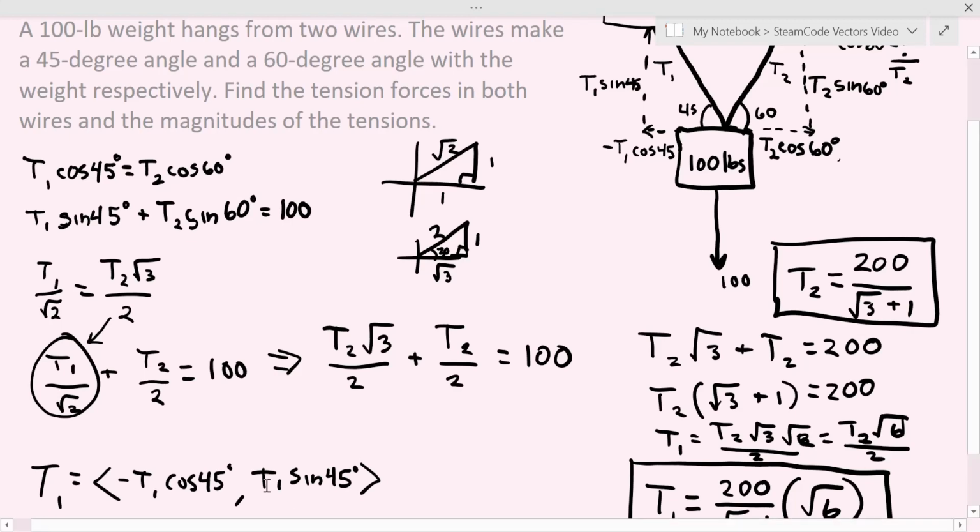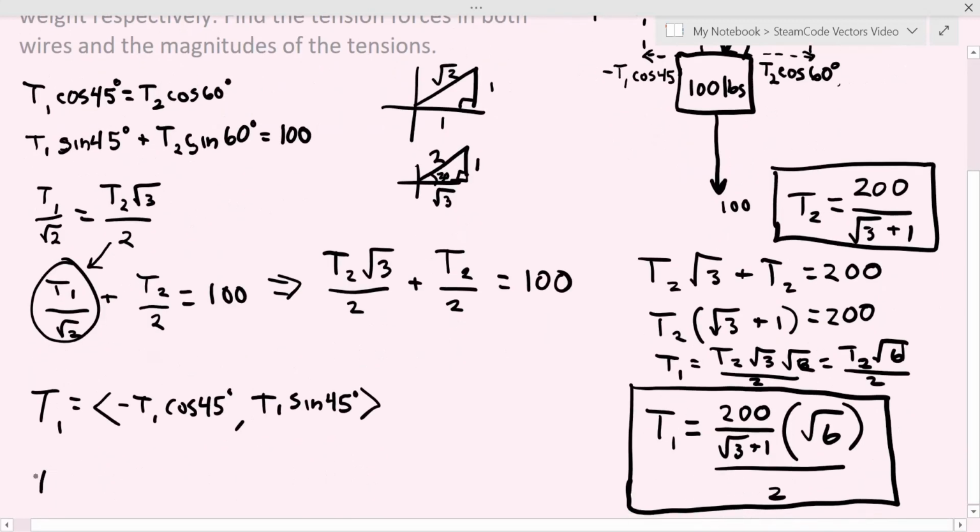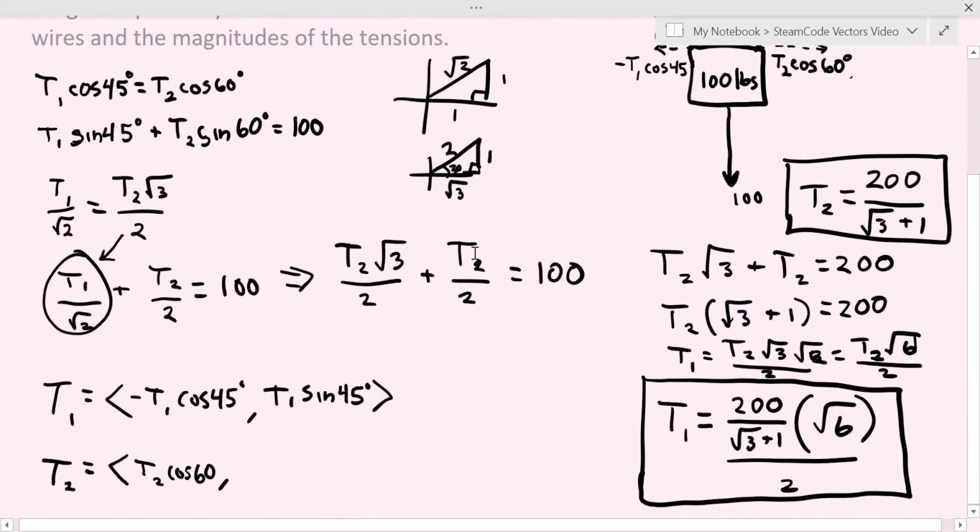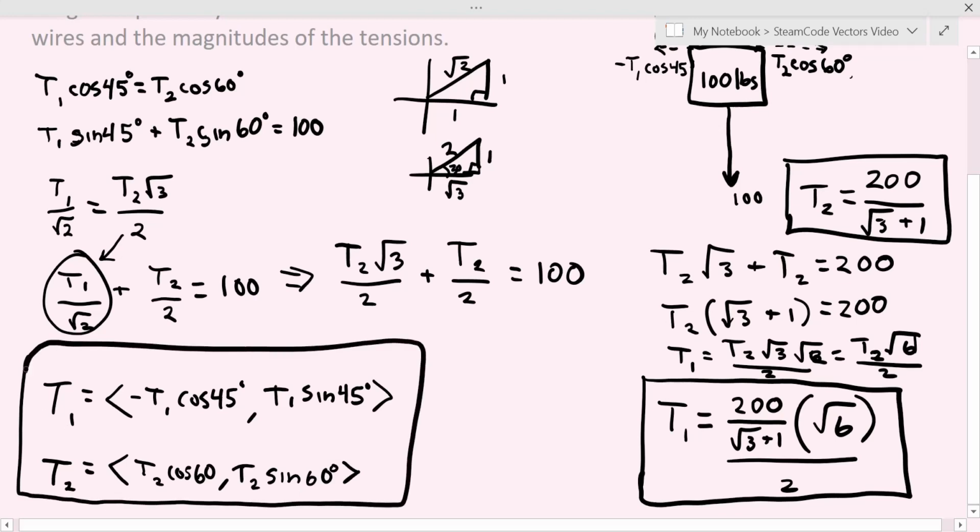And then T sub 2 is equal to T sub 2 cosine 60 in the x direction. And then T sub 2 sine 60 in the y direction. Now, since we've already solved for T sub 1 and T sub 2, you can leave it in this form and just substitute T sub 2 and T sub 1 into this form right here.